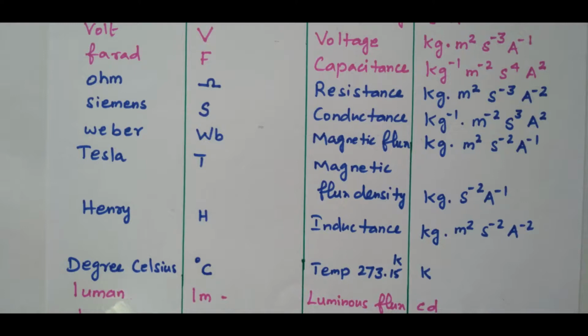Then temperature in Celsius. Kelvin is already available as a base unit, and one more unit is Celsius. The base unit is K, and Celsius is 273.15 K. Right? So Kelvin is available as a base unit, and Celsius as a derived unit.